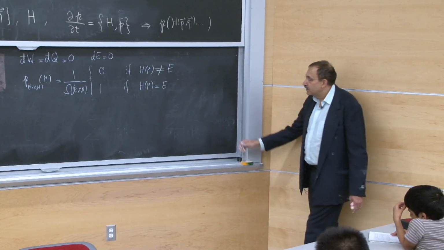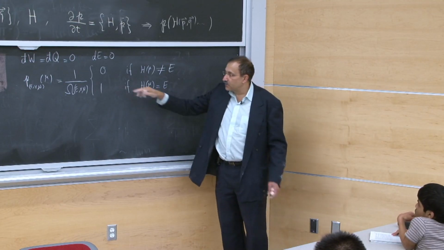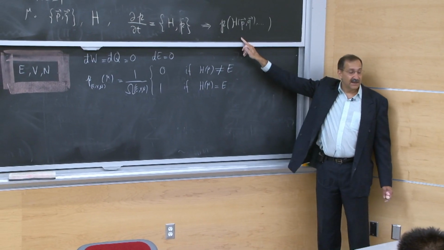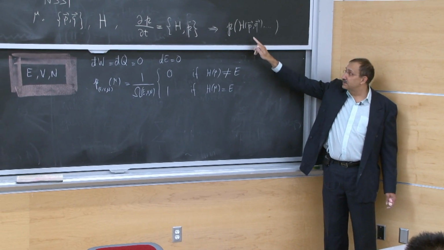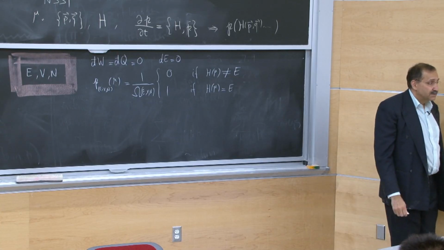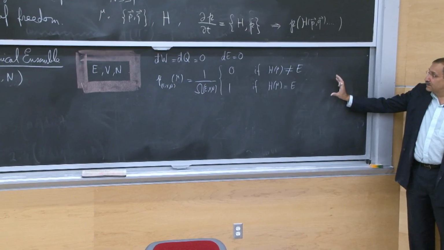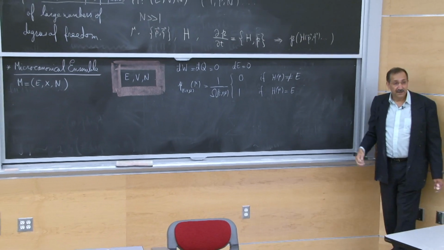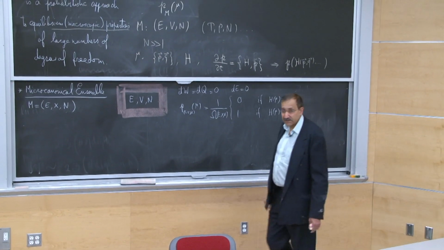And again, note that this is kind of like a delta function, a delta of H minus E, and it's therefore consistent with this Liouville equation. It's one of these functions that is related through H to the probability of the microstate. Okay?